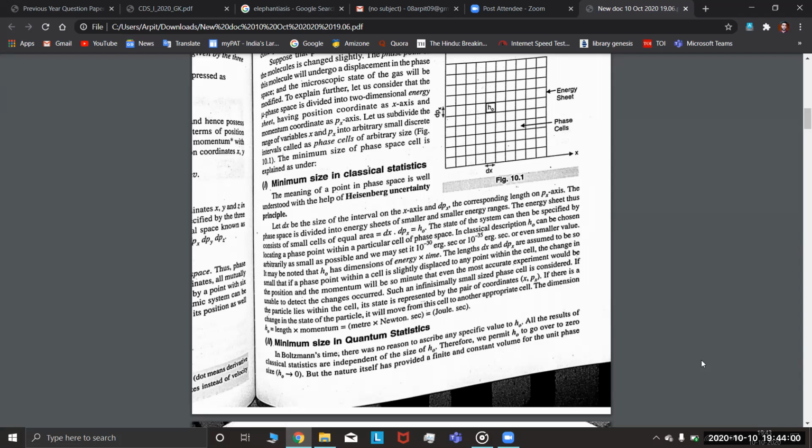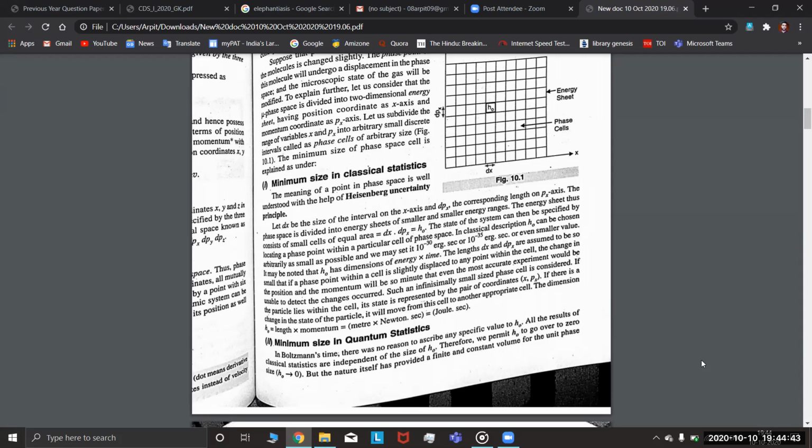In classical mechanics they said h naught can be anything, but Heisenberg now will tell, as you said very precisely, that this left hand side should be greater than or equal to h cut, and that h cut has this specific value, 6.6 into 10 to the power minus 34 joule second. They have defined it very precisely. If you try to crush the value of dx as small as you can for this particular cell, there will be a huge spike in dpx.